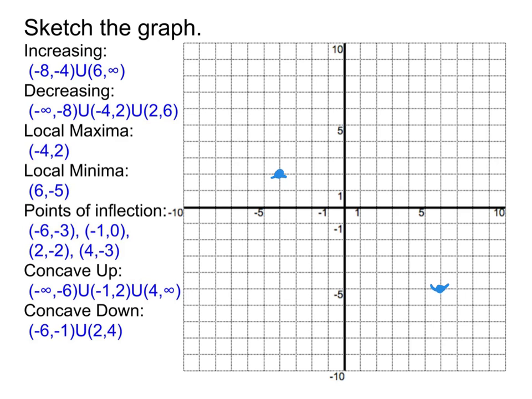But notice we got a lot more points of inflection. So I got a point of inflection at -6, -3. -1, 0. To -2, which is where things start getting interesting, right? And then at 4, -3.